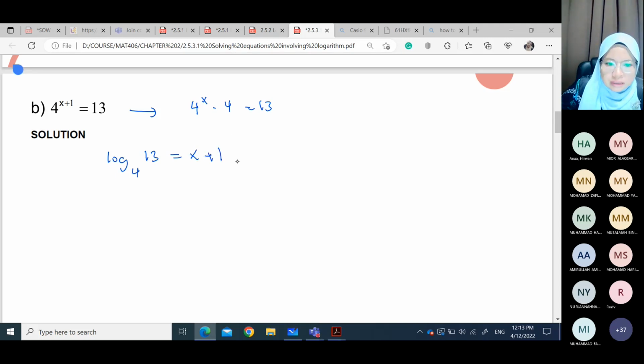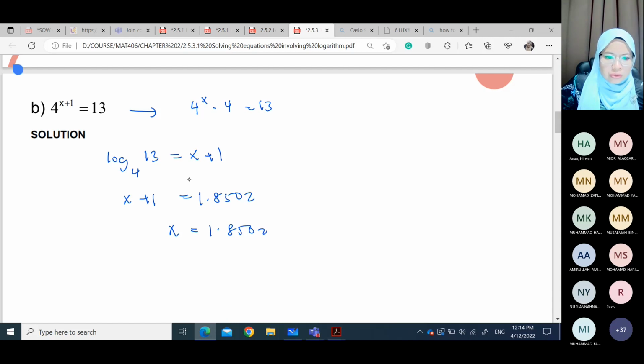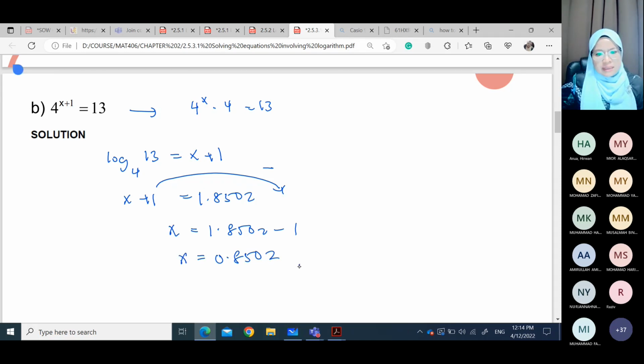Okay, so x plus 1. So dekat sini, x plus 1, it is equivalent. To cari nilai log 4 13, just plug in your calculator, log 4. The value here is 13. Then we have 1.8502. Okay, so maknanya nilai x adalah 1.8502. So yang 1 ni you boleh bawa ke sebelah, then dia akan jadi minus. So tolak 1. Then the answer here is 0.8502. So this is a value for x. Okay?